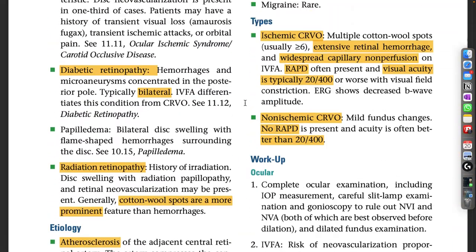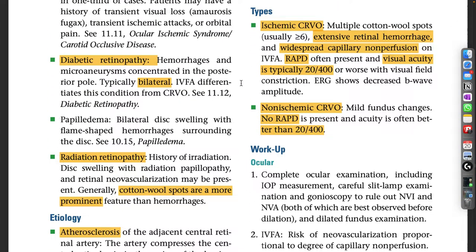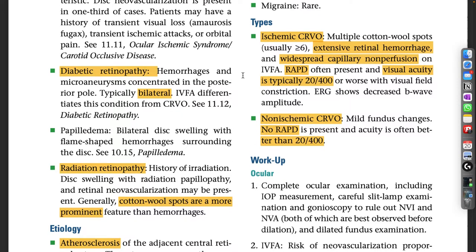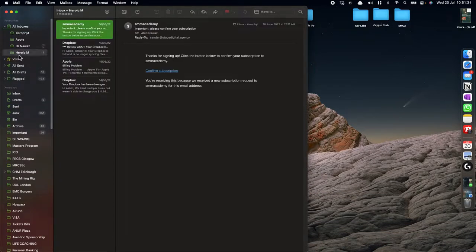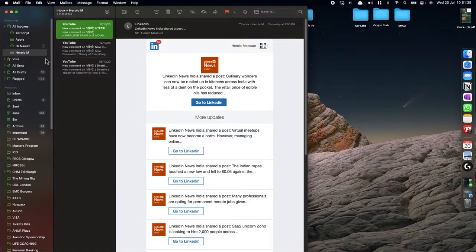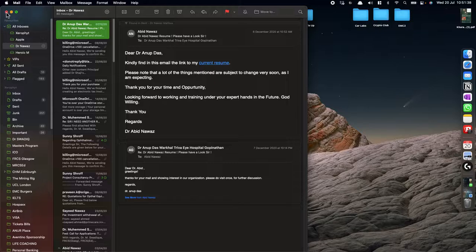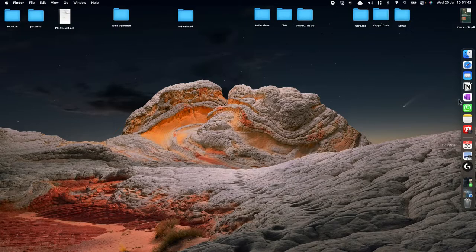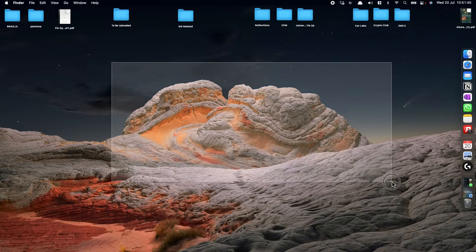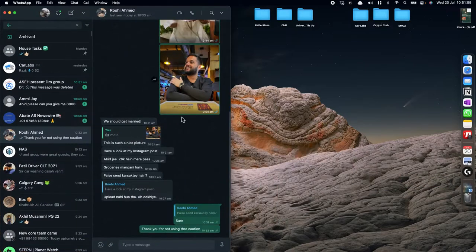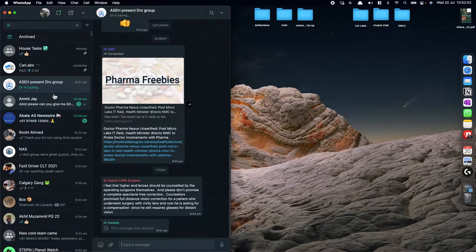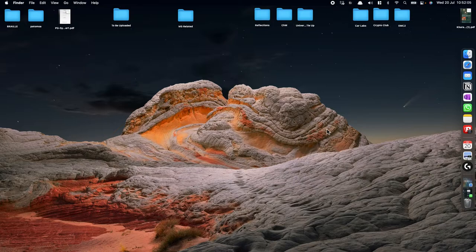What are the types of CRAO? Dina, can you please tell us about types of CRAO? Ischemic CRAO, there will be multiple cotton wool spots, hemorrhages. RAPD will be present. Visual acuity will be less than CF 2 to 3 meters. Yes, agree.